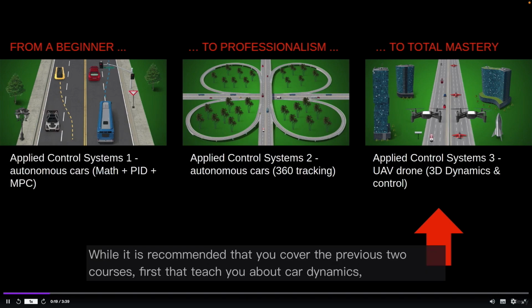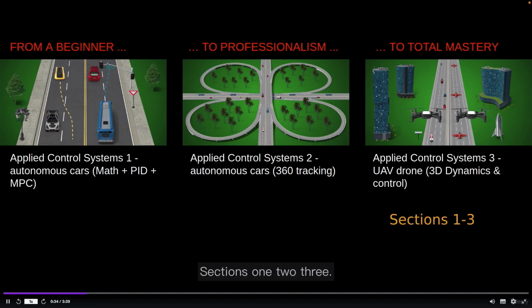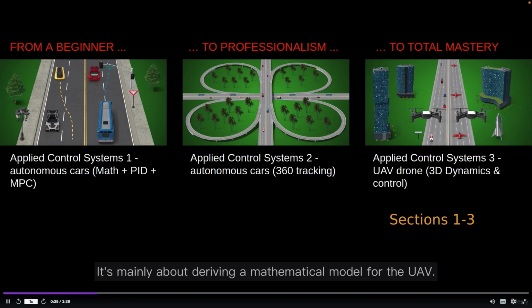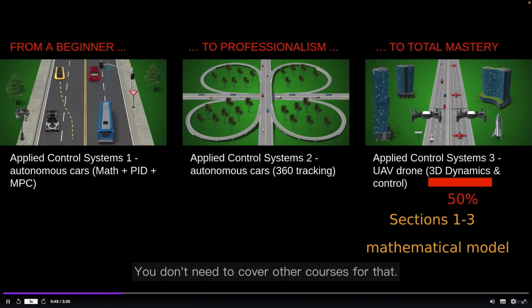While it is recommended that you cover the previous 2 courses first, which teach you about car dynamics, the MPC controller, and also MPC constraints, in reality, this is how this UAV course works. Sections 1 to 3 are independent. It's mainly about deriving a mathematical model for the UAV, its 3D dynamics, and it's about 50% of the course. You don't need to cover other courses for that.